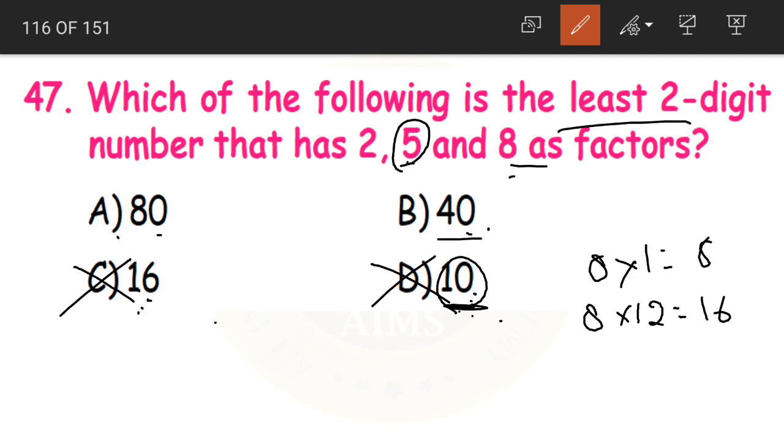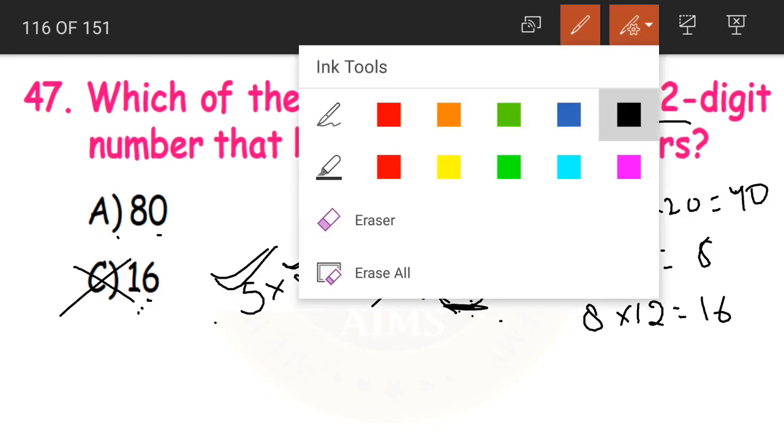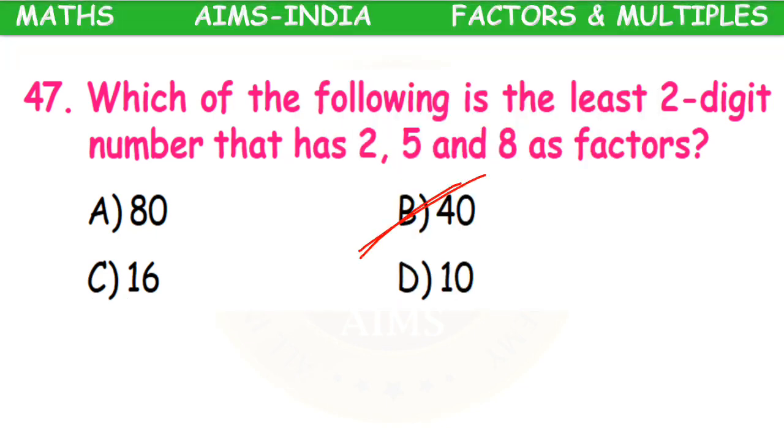Now coming to the next one, 40. Is 40 divisible by 2? Yes, we have 2 20s are 40. So 2 is a factor of 40. Next, is 5 a factor of 40? Yes, we have 5 8s are 40. Not only 5 but 8 is also a factor of 40. So 40 is the least 2-digit number which has 2, 5 and 8 as the factors. Understood, children? Option B, 40 is the correct answer.